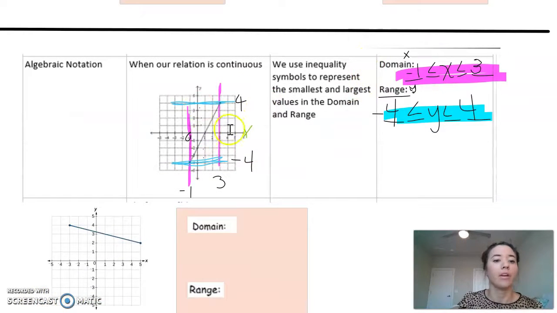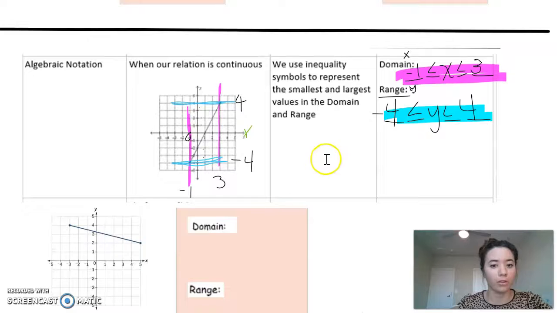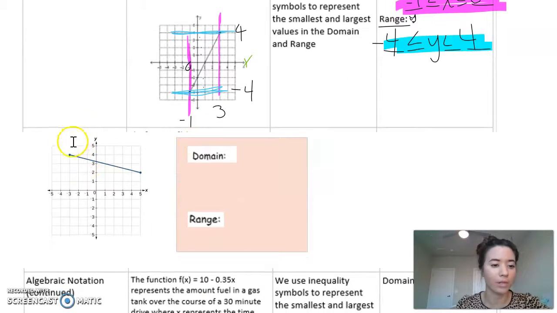All right, so again, we drew 2 lines at the farthest left my graph reached, and then the farthest right, and then the lowest my graph reached, and then the highest. So what I want you to do next is try to do the same thing for this line. So I want you to write your domain. Draw a line from the lowest left your graph reaches and then the furthest right your graph reaches.